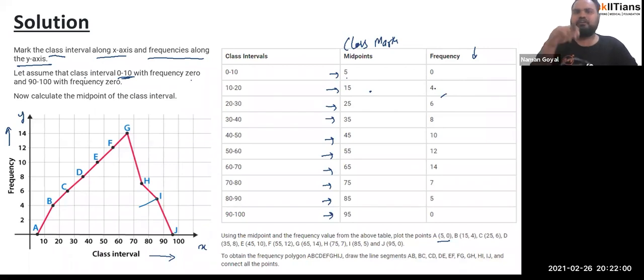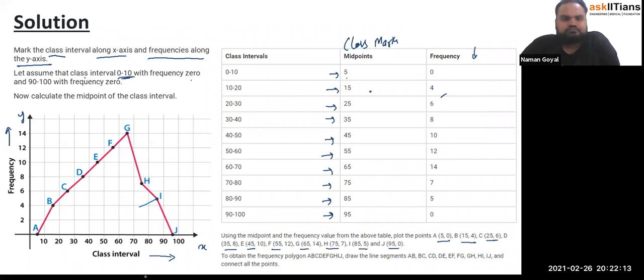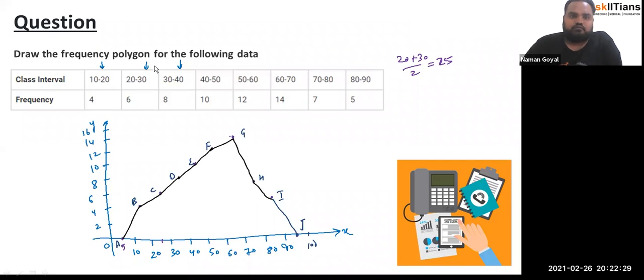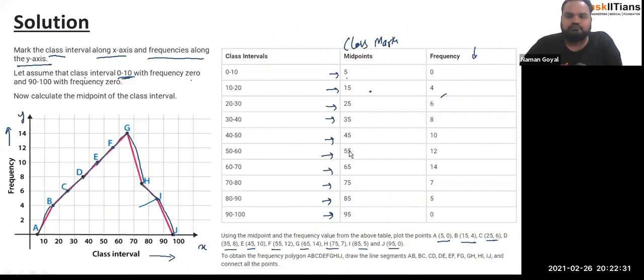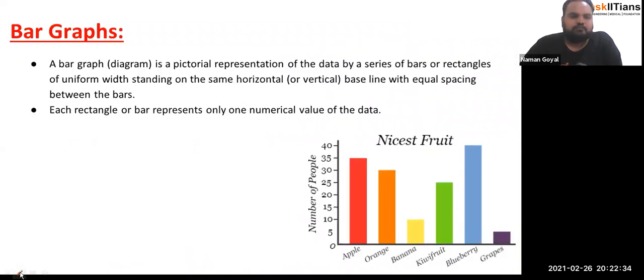So when I want to plot a coordinate, first we have to take the x coordinate, then we have to take the y coordinate, right? So B is this, C, D, E, F, G, H, I, and J. Okay, so if I join these points like this, what I got is a polygon graph. This is known as a frequency polygon for this data. Got it? Now it's time for the bar graph.